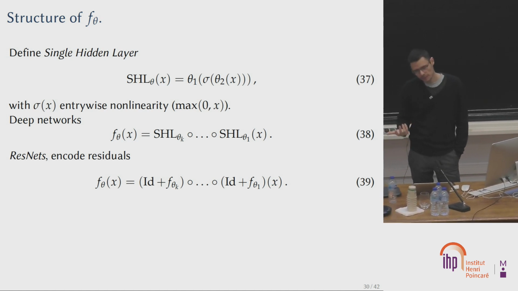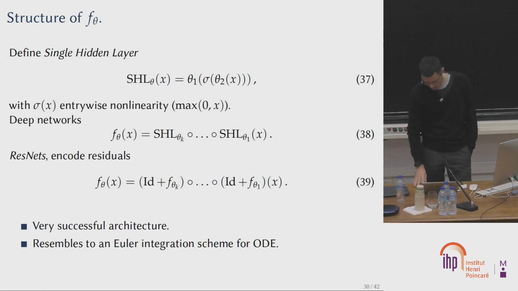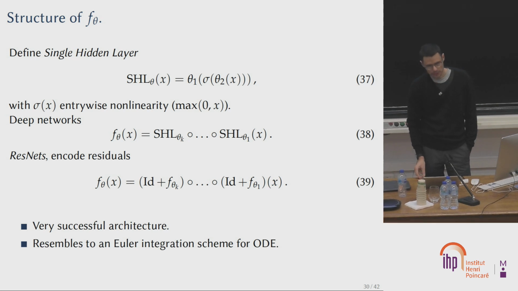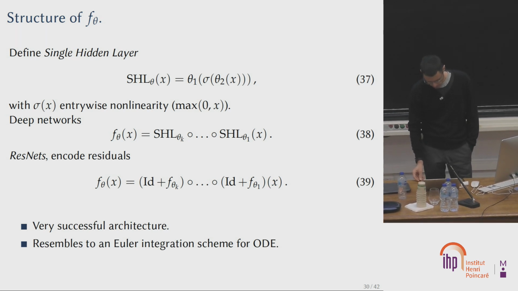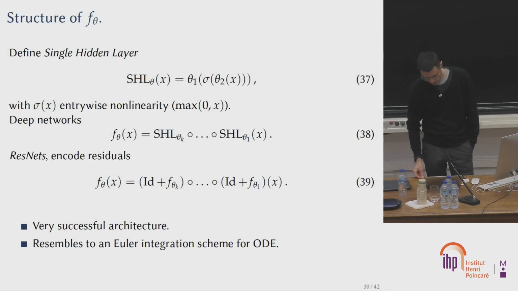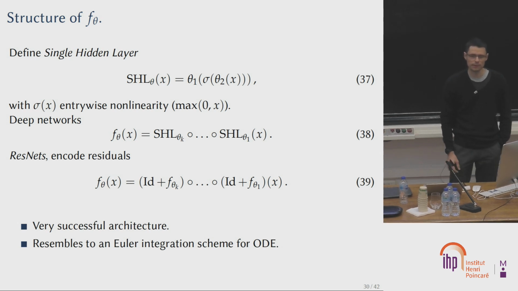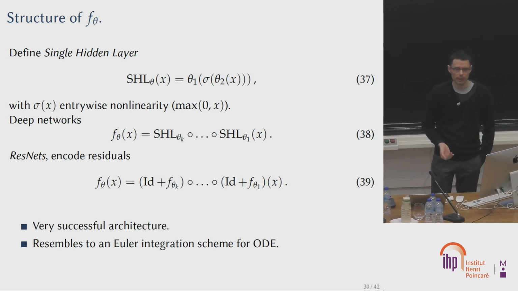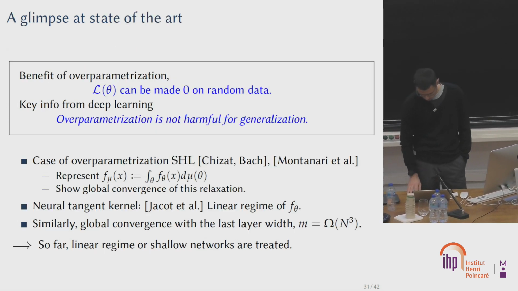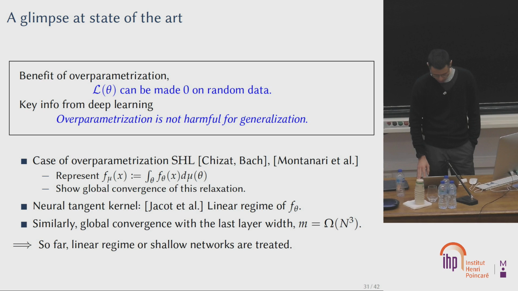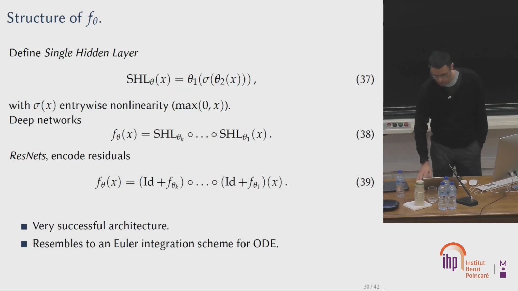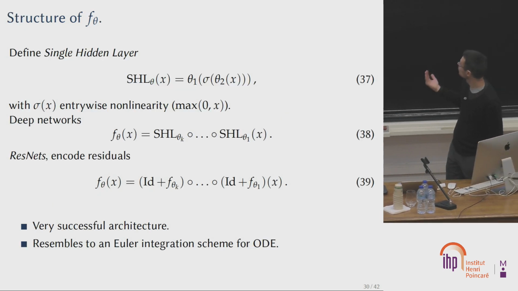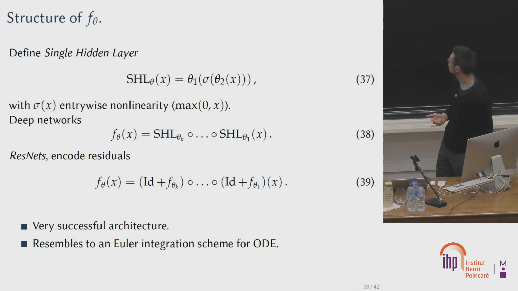And it makes your life much easier when you try to optimize on it, and it was a very successful architecture. You can look up the number of citations of the paper. And what's super funny is that it resembles an Euler integration scheme. And this is the structure I want to say something about in terms of optimization.